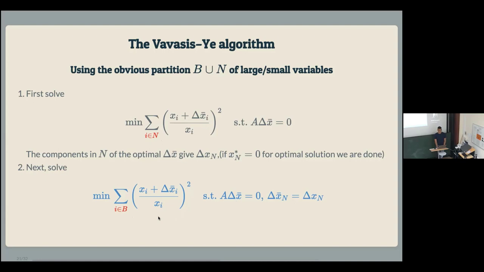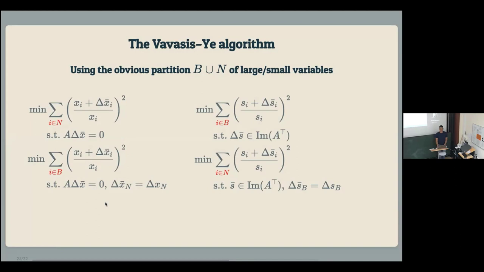And symmetrically, you can do the same thing on the dual side. There you start by only solving the L2 minimization problem for the variables in B, and then go on and solve it for the variables in N. And if you are already, in terms of bit complexity, close to the optimal solution, then you terminate, you're done. But in general, this is not the case, and things can still get more complicated.